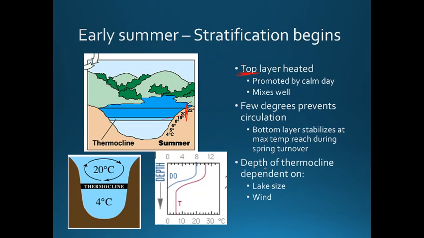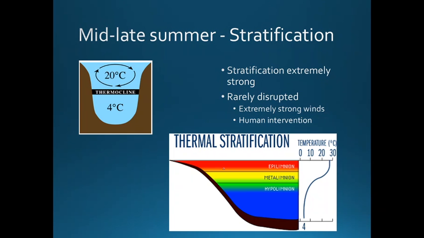So the depth of the thermocline, how deep the epilimnion is, is really dependent on the lake size and how much wind there is. In a really windy spot, in a big lake, big surface area, not necessarily depth, the deeper that epilimnion will be, just because there's more wind action working on it. So what we see is this stratification continues through the summer. And by late summer, you get a really, really strong stratification, and it's rarely disrupted.